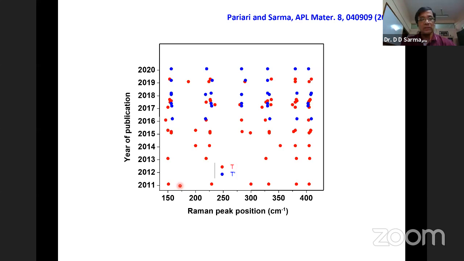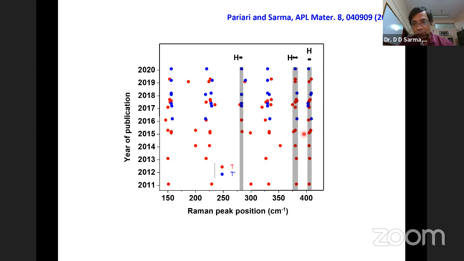It claimed it to be T whenever it's red. You can see most of them were red, with different papers reporting peaks in different places. There are a few people who were claiming T prime, and three of them are actually from our group. The reason I say it's T prime becomes obvious because you can calculate the phonon frequencies for what the T prime phase would be. If I superimpose that, the H phase gives you the signals here, here, and here. That accounts for the experimentally observed dots that you are seeing here very well.